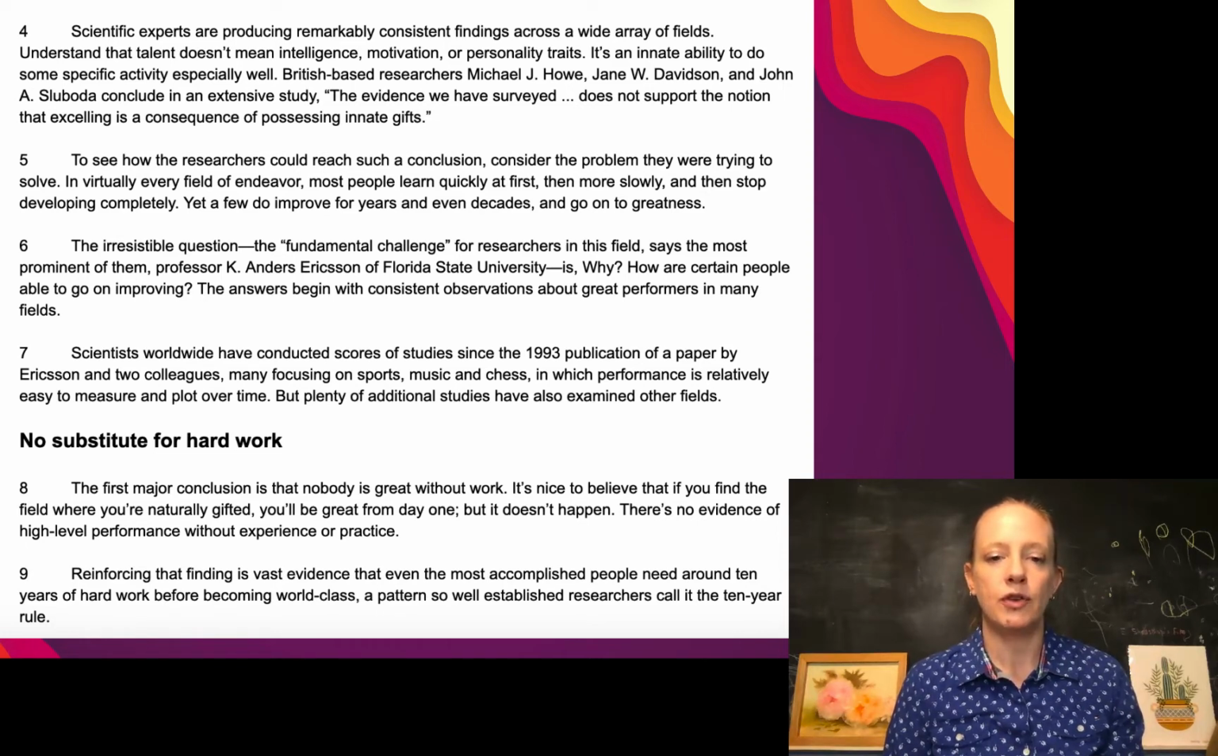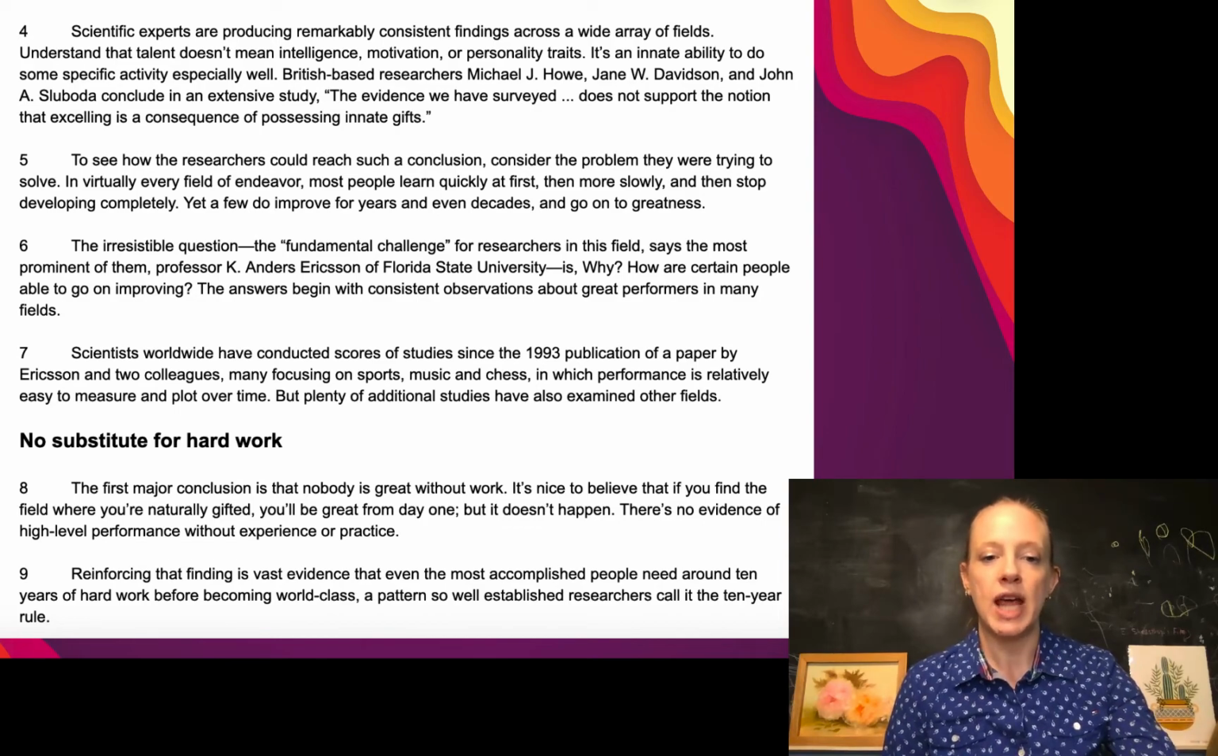No substitute for hard work. The first major conclusion is that nobody is great without work. It's nice to believe that if you find the field where you're naturally gifted, you'll be great from day one, but it doesn't happen. There's no evidence of high-level performance without experience or practice. Reinforcing that finding is vast evidence that even the most accomplished people need around 10 years of hard work before becoming world-class, a pattern so well established, researchers call it the 10-year rule.